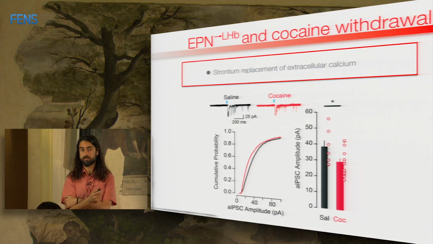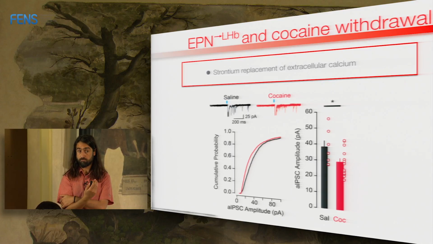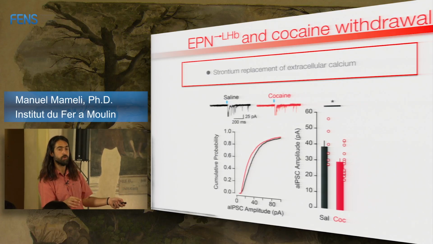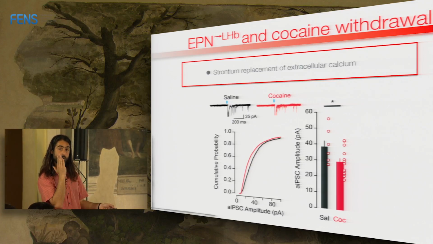So what are these minis? These minis basically translate to quantal release, therefore the content of a single vesicle. That's it. In theory, we got the answer. But what's the problem with the minis? The problem with the minis is that they will come from any type of input that is impinging on the recorded cell. So the alternative strategy we used was to stick with the optogenetic-driven activation of the EPN input.